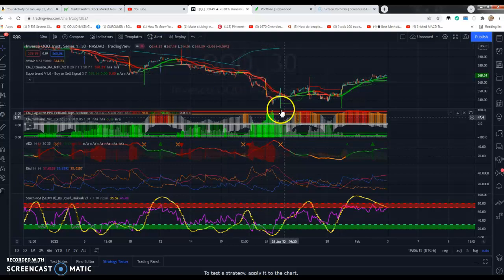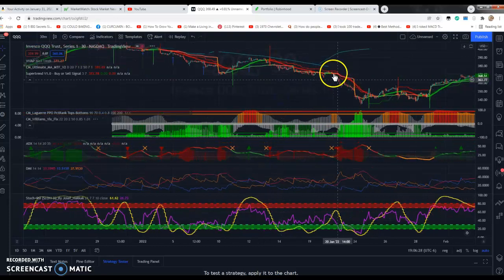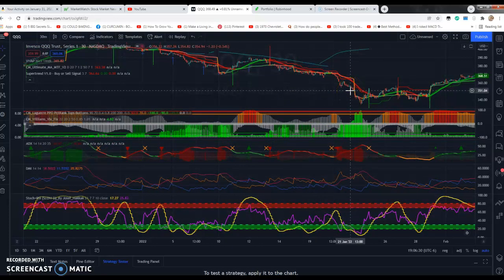Exits, I pretty much use this indicator right here, the CM Williams VIX Fix. It shows market bottoms pretty nice. So when there's a spike there, I'll tend to get out. Or another thing is I'll get out if it's like an 8-point move with my debit put spreads or debit call spreads.